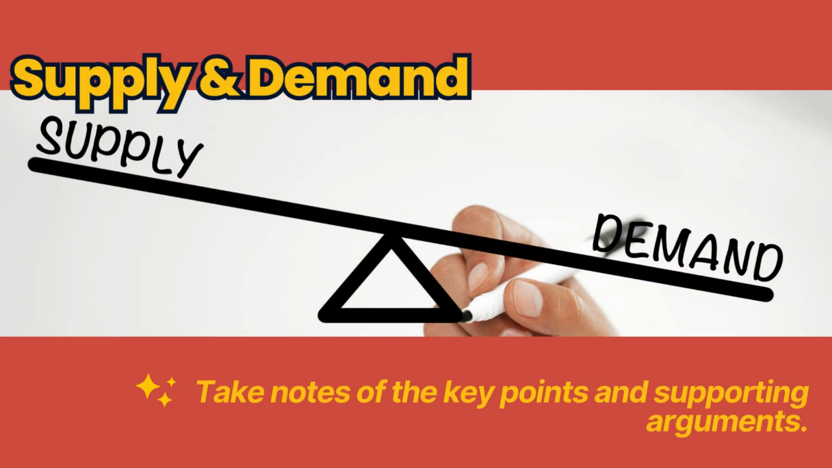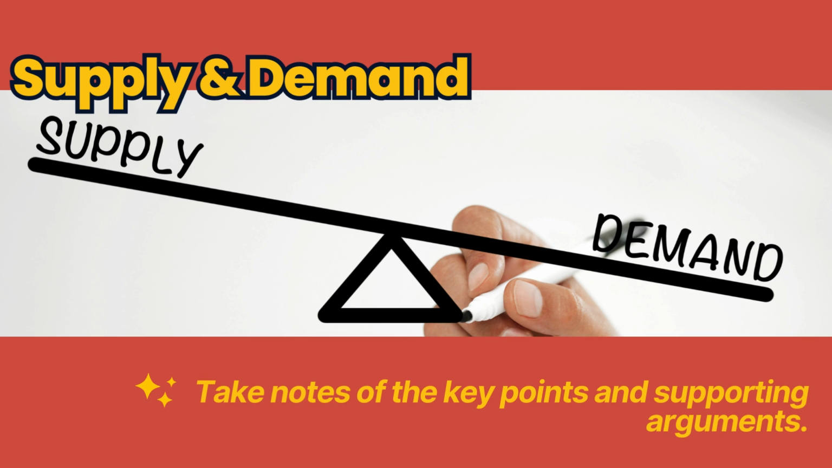Let's discuss supply and demand, which are fundamental concepts in economics that play a crucial role in determining the prices of goods and services in a market. Supply refers to the amount of a good or service that is available for sale. On the other hand, demand represents how much consumers are willing to buy at various price levels. The interaction between these two forces is what establishes the market price.